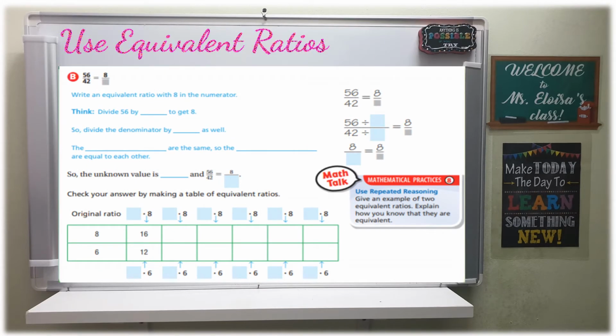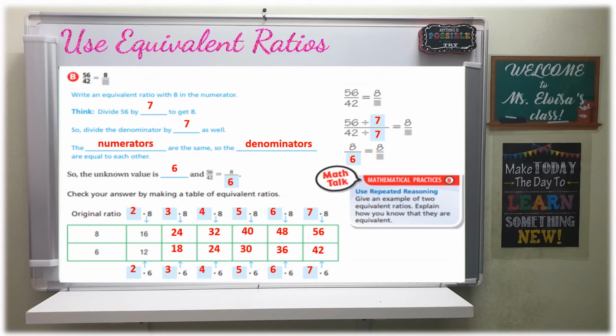Letter B. We have 56 to 42. We have to write an equivalent ratio with 8 in the numerator. Divide 56 by 7 to get 8. So, divide the denominator by 7 as well. The numerators are the same, so the denominators are equal to each other. So, the unknown value is 6. And 56 to 42 is equal to 8 to 6. Check your answer by making a table of equivalent ratios.